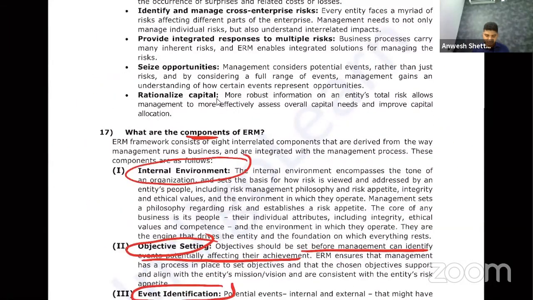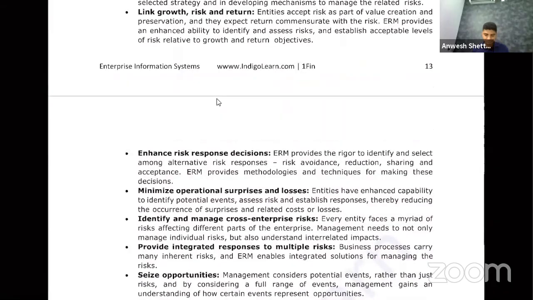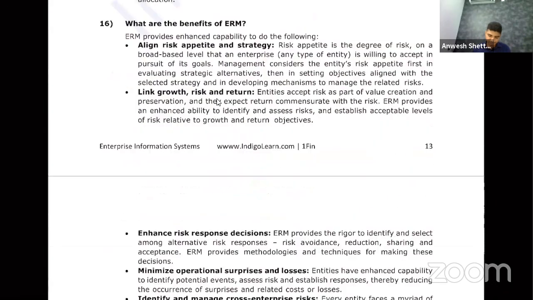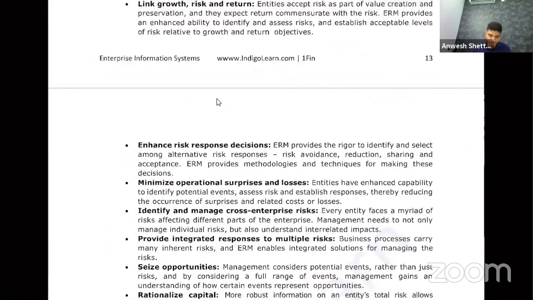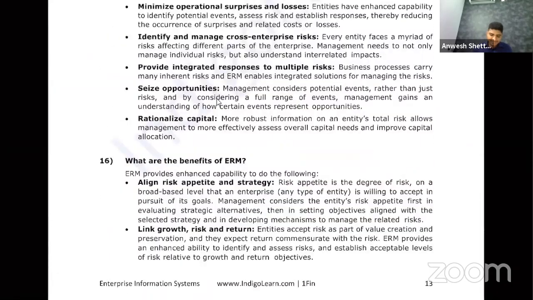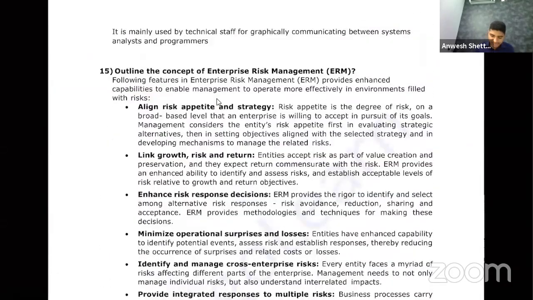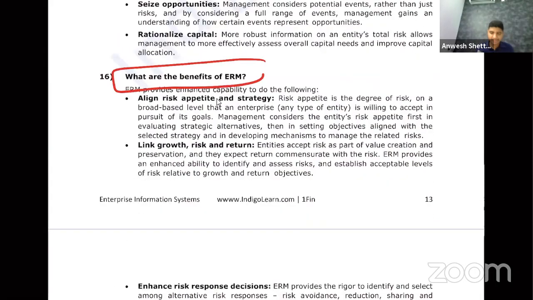Now let us go to two questions. The answers are both the same. Outline the concept of ERM, and what are the benefits of ERM?